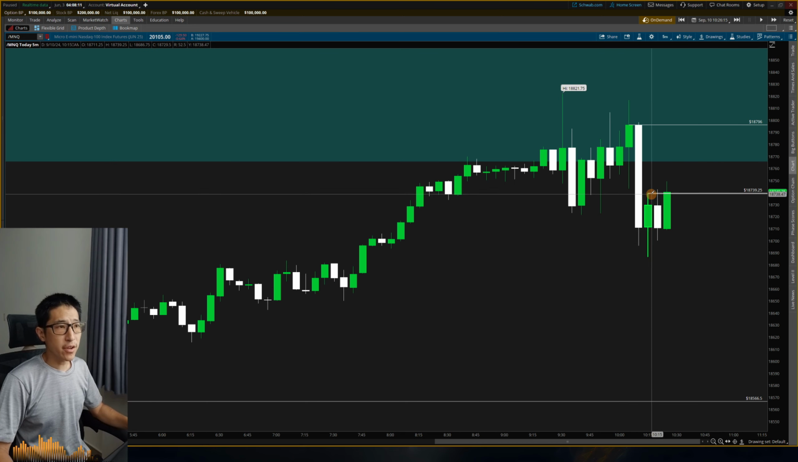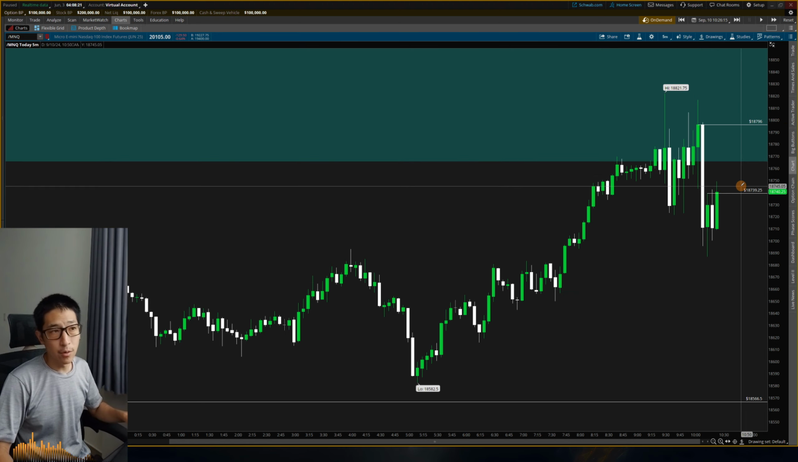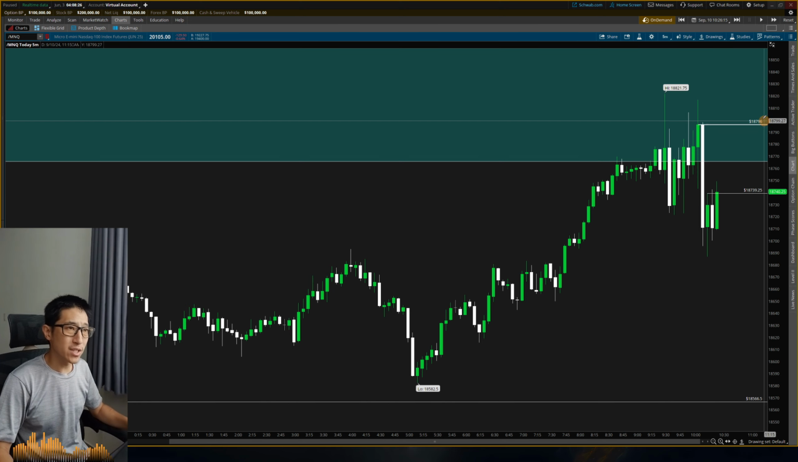All right, so that fair value gap closed in a little bit higher than expected. So about 40, 69. So about 56 points of risk. So that's a little bit better. You could definitely go ahead and try to take a short here if you're willing to risk 56 points.